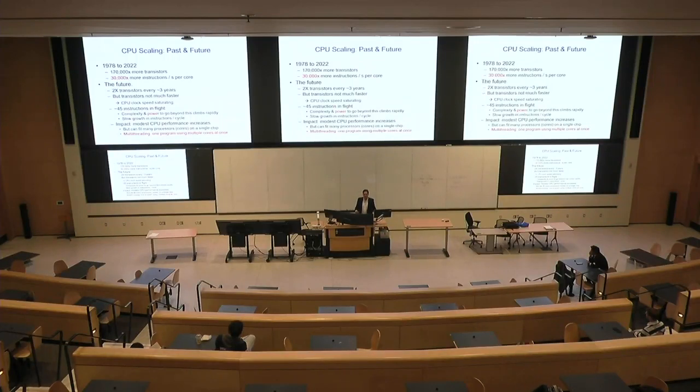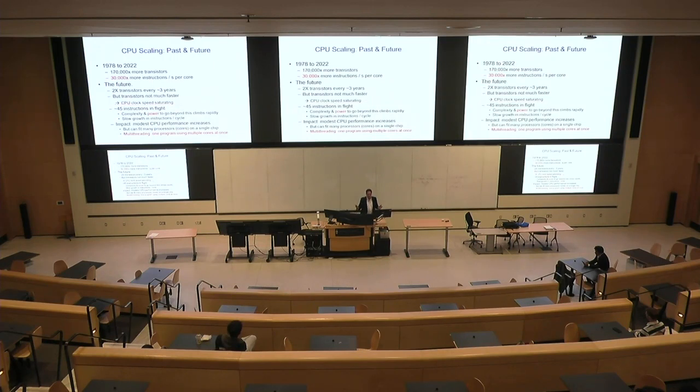But transistors are not getting much faster. In order to control power, we basically have to make trade-offs in the transistor design. Also, the resistance of the wiring limits us more than it used to. The net impact of that is that the clock speed of CPUs is not changing very much anymore. It's been around 3 to 5 gigahertz for a while. It's slowly going up, but not much.